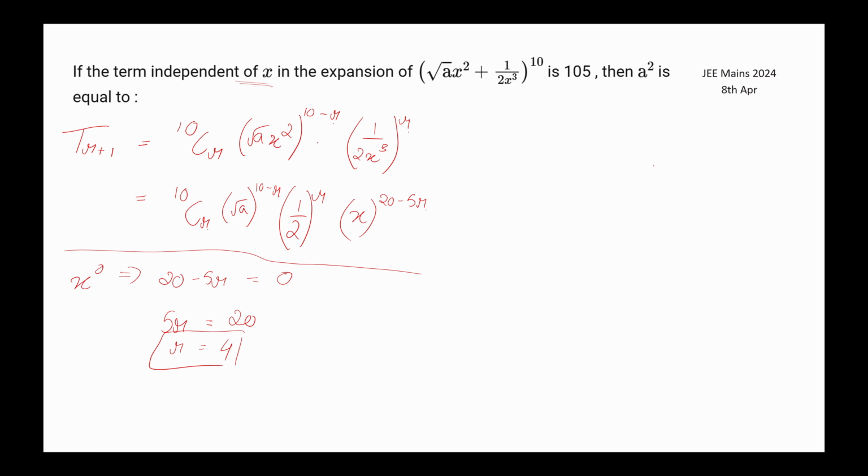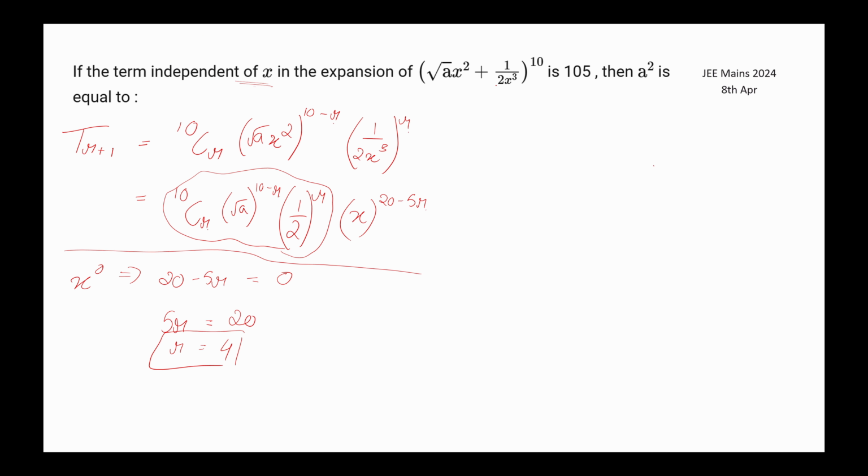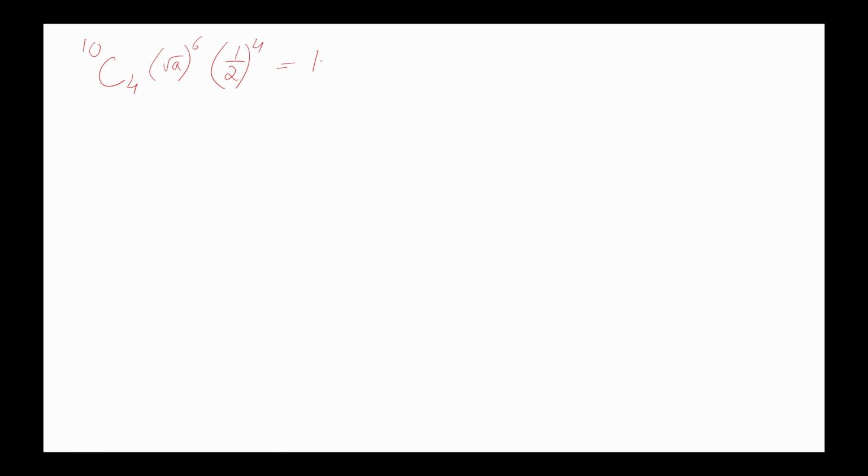So let us find out the term which is independent of x. This is basically our term which is going to be independent of x. Let us solve it here. We have 10C4, root a to the power 10 minus 4, which becomes 6, and 1 by 2 to the power 4. And they've told us that this value is equal to 105. Now we have to find out the value of a square.